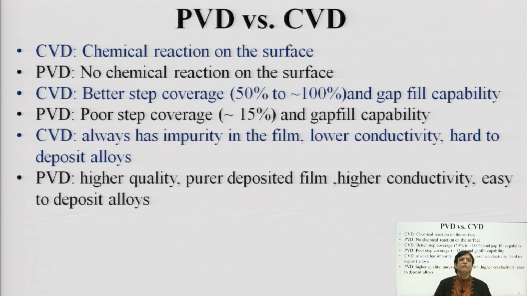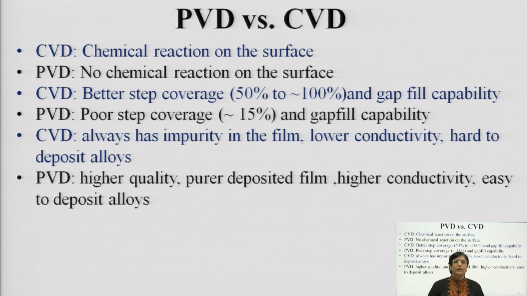Now, if you compare CVD and PVD, we have seen that in case of CVD a chemical reaction appears on the surface, whereas there is no chemical reaction in case of PVD. In chemical vapor deposition, you have better step coverage and gap filling ability. CVD has impurities in the film and lower conductivity, and it is hard to deposit alloys. Whereas in physical vapor deposition, there is no chemical reaction on the surface, with poor step coverage and poor gap filling ability.